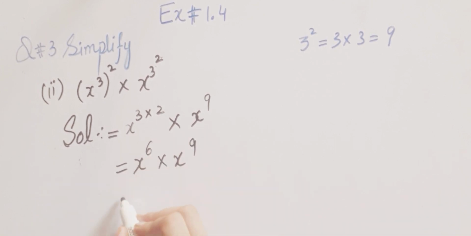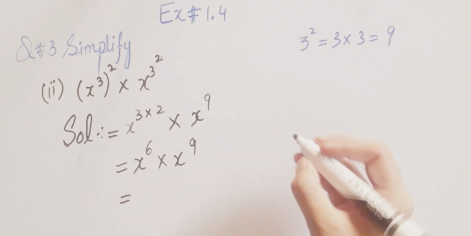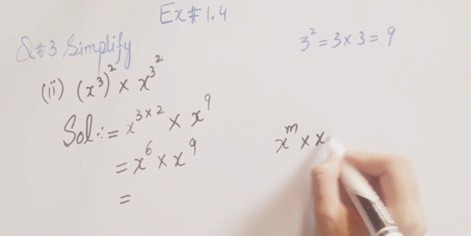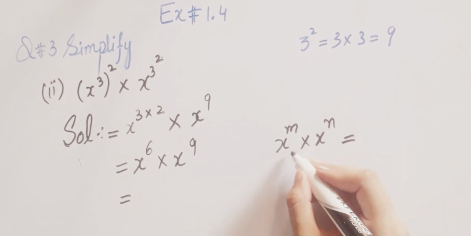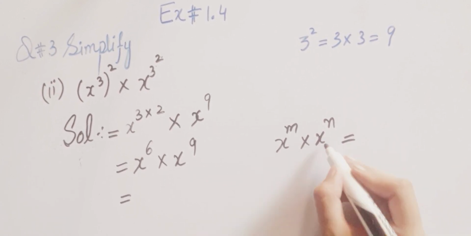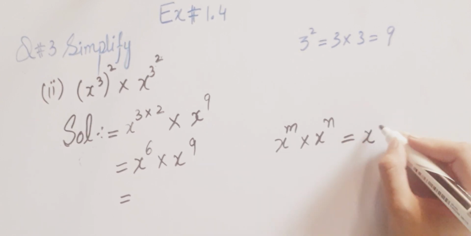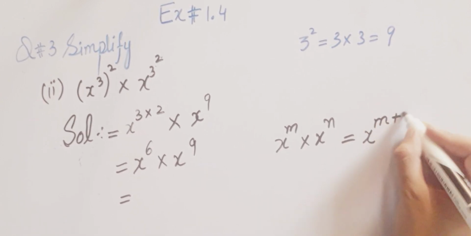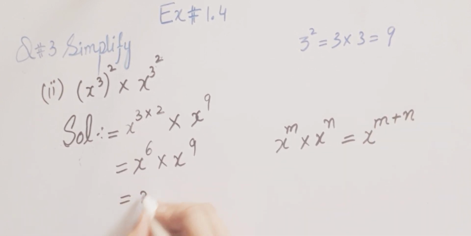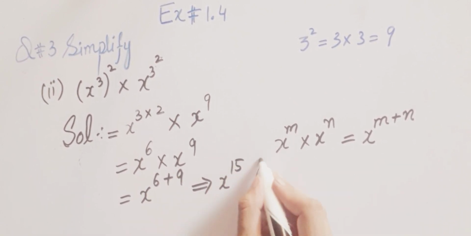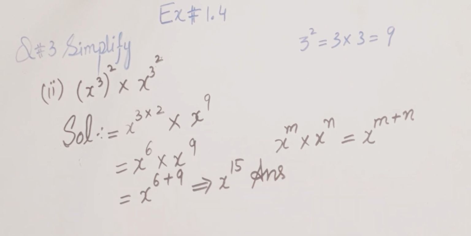So we will solve this as we know that x power m multiply x power n, when the bases are same, we will add the powers according to power law, m plus n. So here x power 6 plus 9, which implies x power 15. So this is the answer of this question.